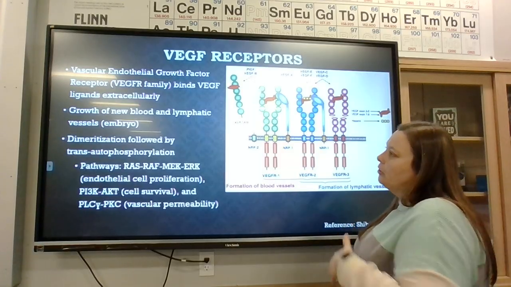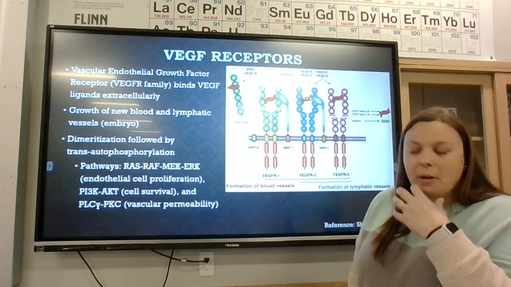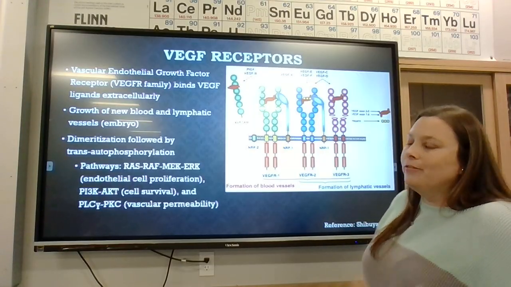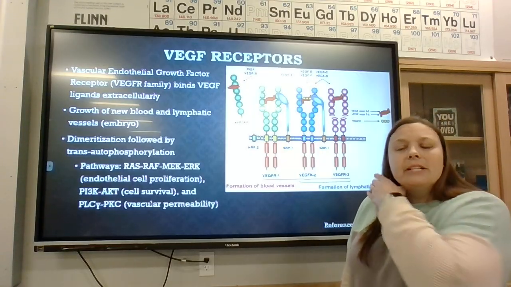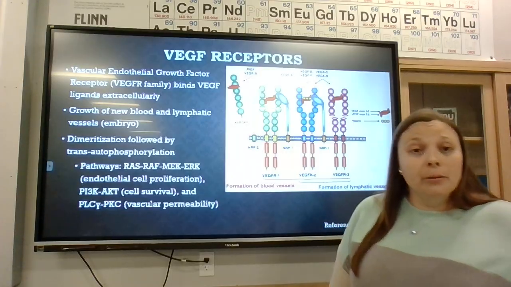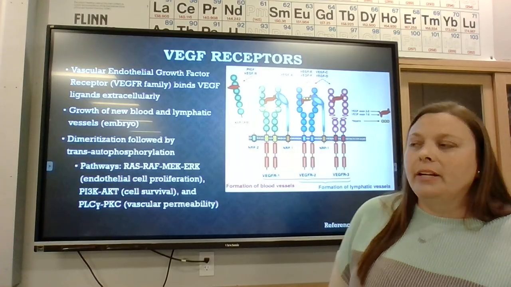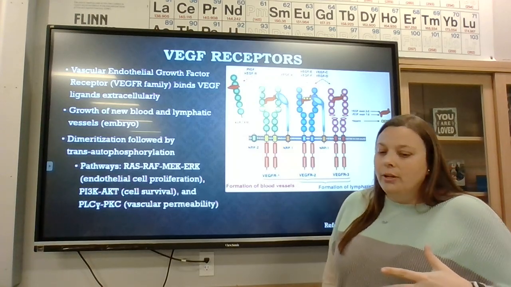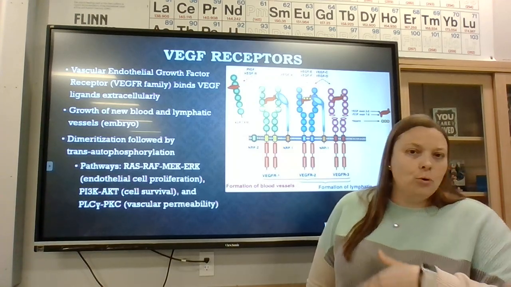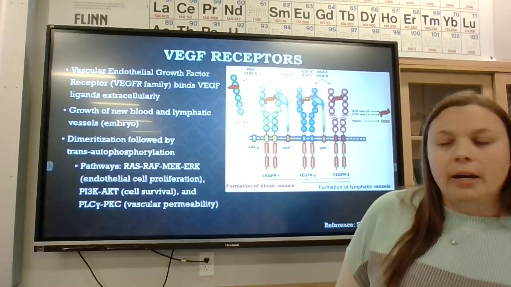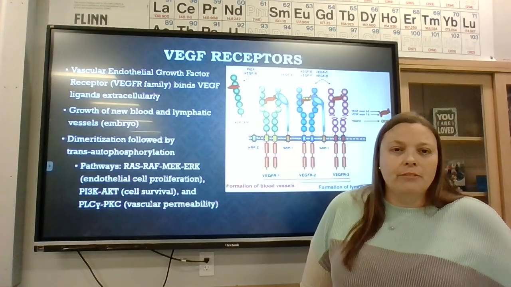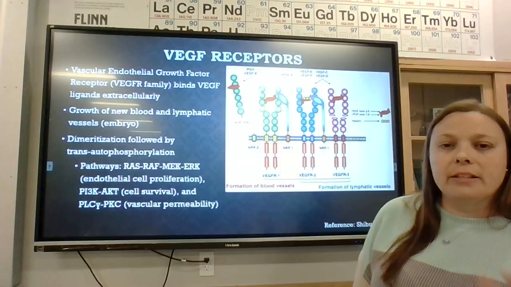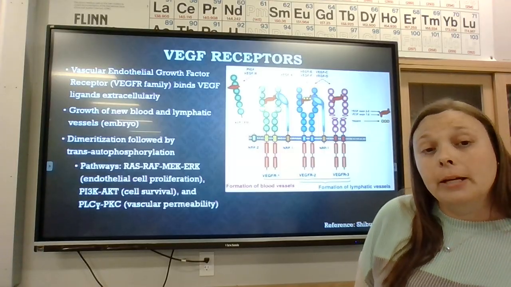But this particular one is actually responsible for the growth of new blood as well as lymphatic vessels. It plays a huge part in embryonic development initially, and is expressed in the embryo, but it also is still relevant for adults because we are always growing new blood vessels, we are always growing new lymphatic vessels, and that's something that continually is happening in the body.